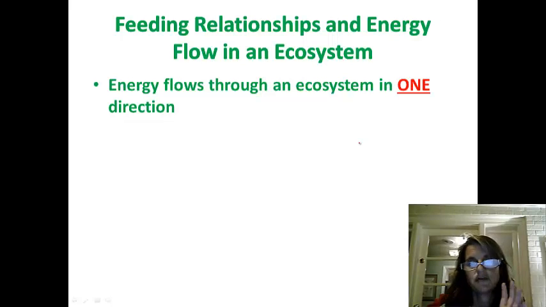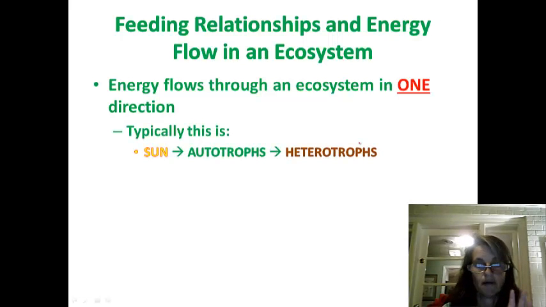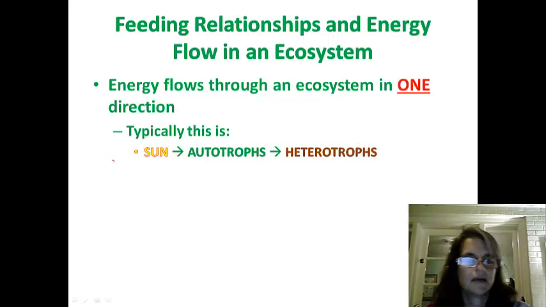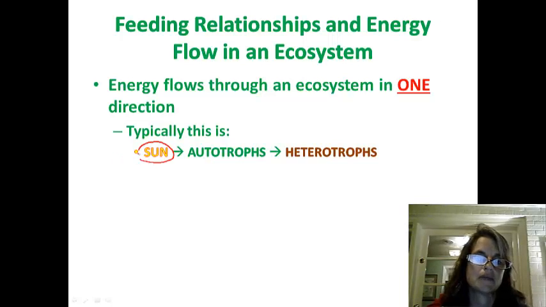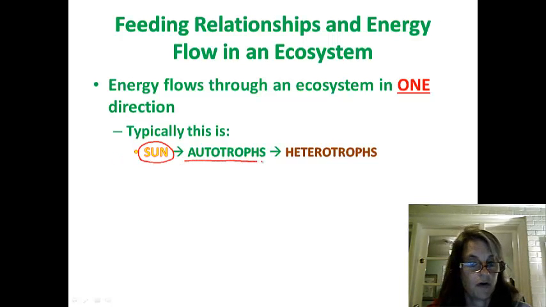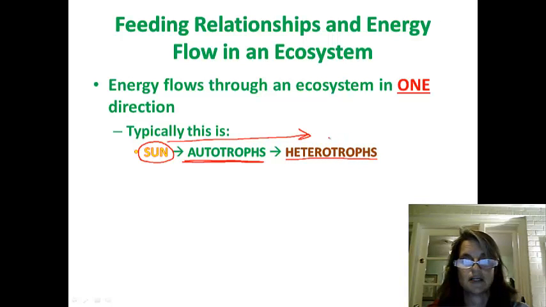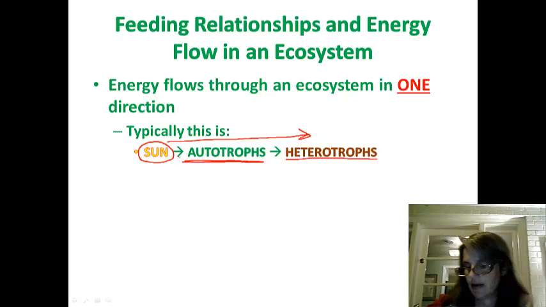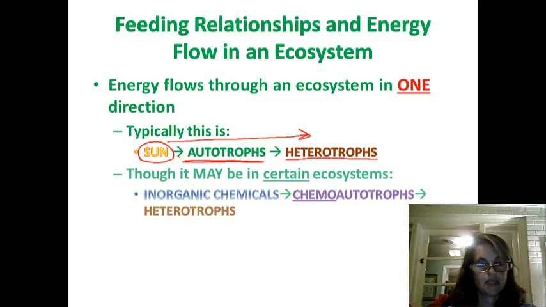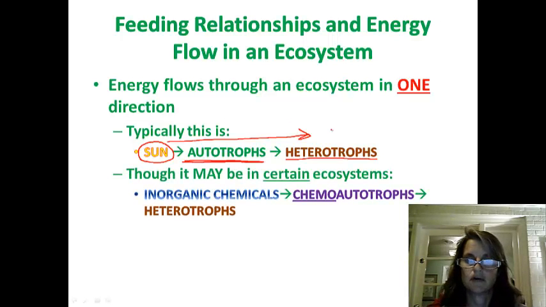Remember, energy flows through an ecosystem in one direction, and in our terrestrial, above ground, out in the open sun ecosystem, that would be going from the sun to the photoautotrophs, those photosynthesizers, to the heterotrophs. That's the one-way flow of the energy. It is never, ever going to come back the other way. Once it's gone through, it's done. It can't be recycled. That's something important to remember.